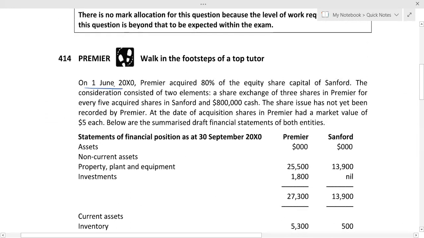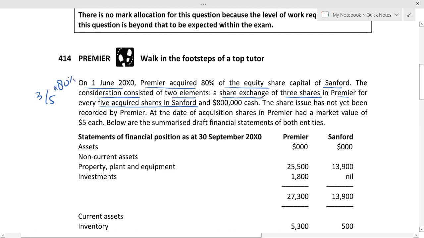On 1st June X0, Premier acquired 80% equity share capital of Sanford. The consideration consists of 2 elements: a share exchange of 3 shares in Premier for every 5 shares acquired in Sanford. So actually, parent has issued 3 shares against each 5 shares acquired. So the ratio is 3/5, and parent has taken 80% holding.